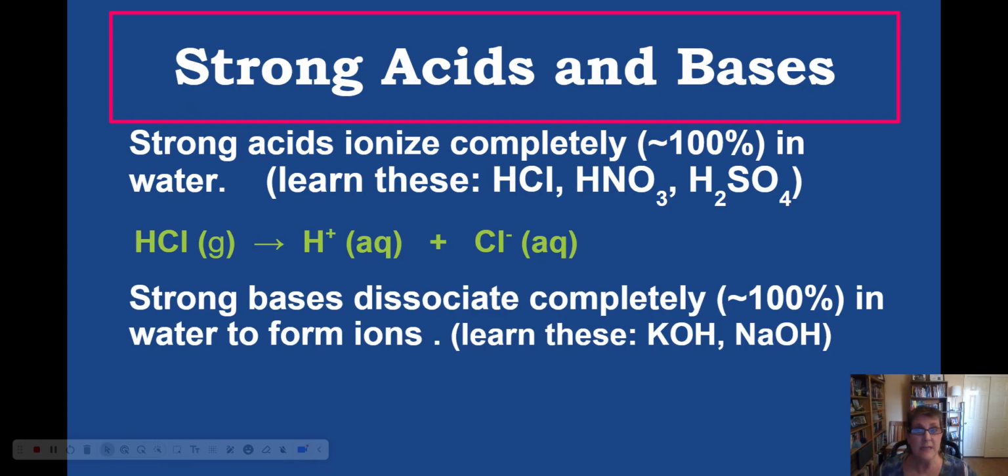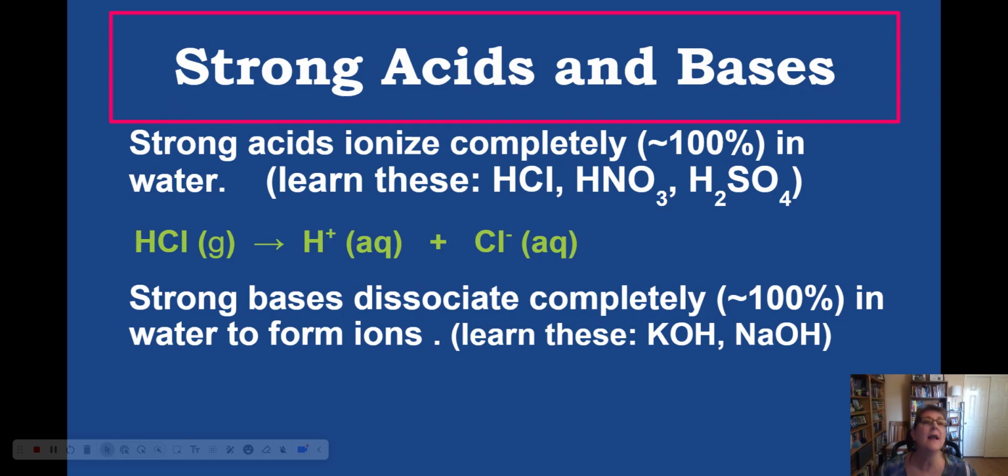Strong bases are similar. They dissociate completely. Dissociate means break apart into ions as well. And they do this 100% because they're strong. Strong means 100% breaking apart. They break apart to form ions. Here's your two strong bases, KOH and NaOH. What's the name for those? You should know.